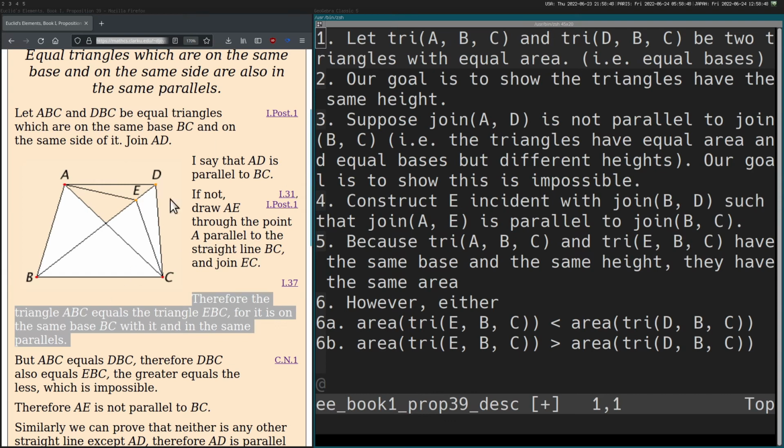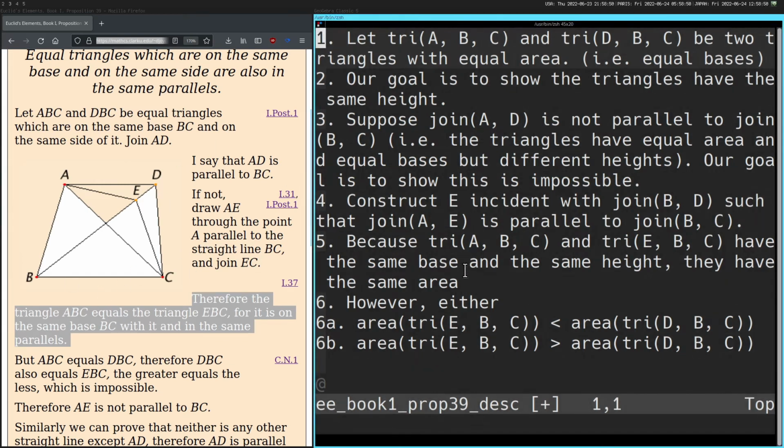It would maybe be clearer if we swapped D and E here. Because they have the same base and the same height, they have the same area. However, either the area of EBC is less than the triangle of DBC, as shown in the diagram, or it's greater, which would be the other case.